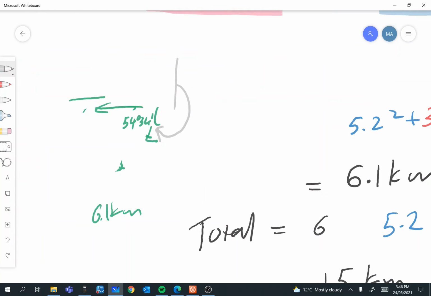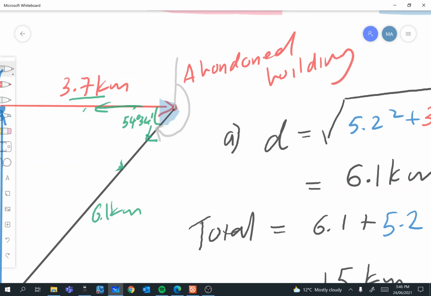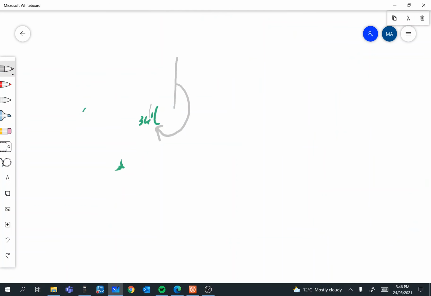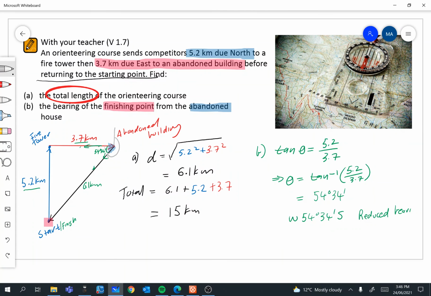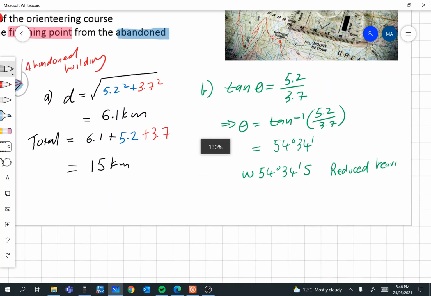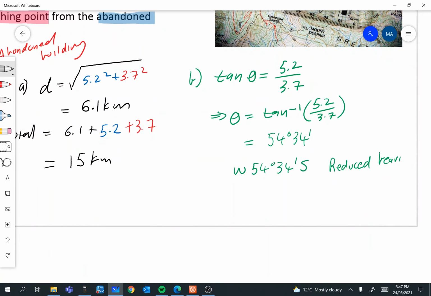So of course, if you consider this all the way around to the red line, so starting at north all the way around to this red line here is 3/4 of a circle. Of course, that gives 270 degrees. So to find the grey part of this that I've traced out, this arc, that angle that's subtended by that arc, we would subtract the 54 degrees 34 minutes from 270 degrees. So 270 minus 54.34.